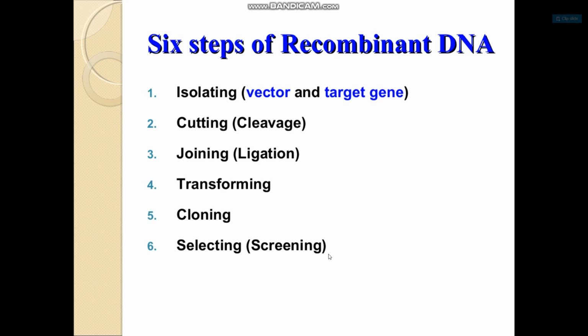So six steps of recombinant DNA. First one is isolating, second one cutting, third one joining, like ligation, fourth one transforming, fifth cloning, and sixth selecting.